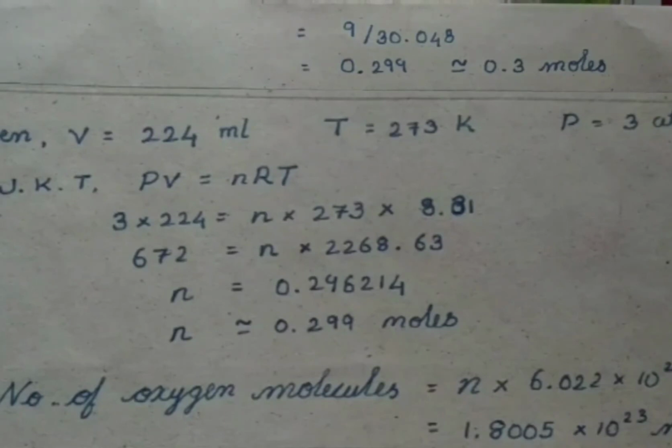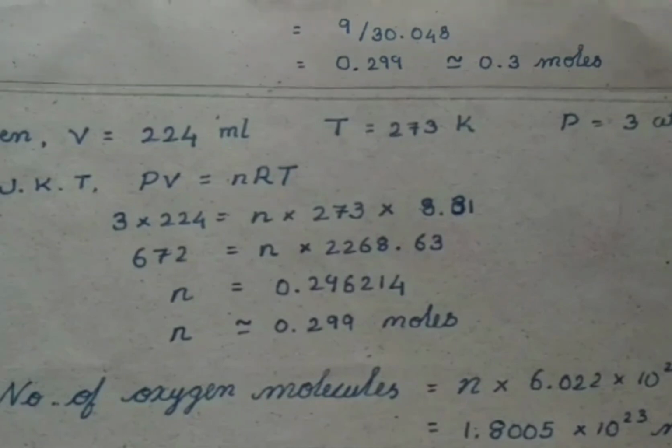Let us apply the values in that formula. P value is 3 and volume 224. So 3 into 224 is equal to n, which we don't know, into temperature 273, and then the R value is a constant, that is 8.81. If we multiply 3 into 224, we get 672. And on the right hand side, we are going to multiply the R value and temperature. So finally, we got 2268.63. To find the n value, we are going to divide 2268.63 by 672.